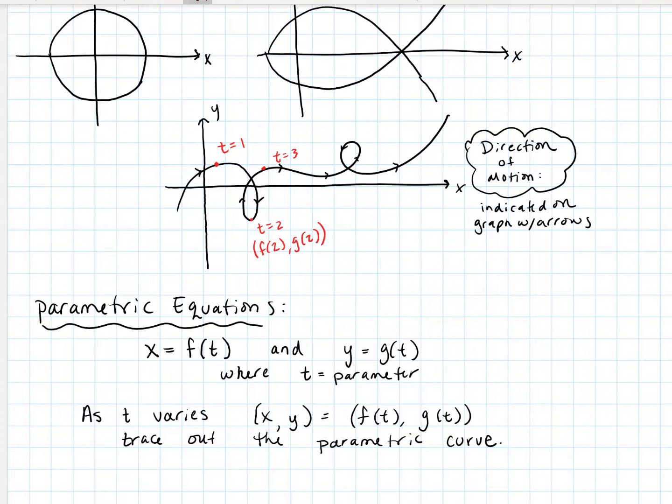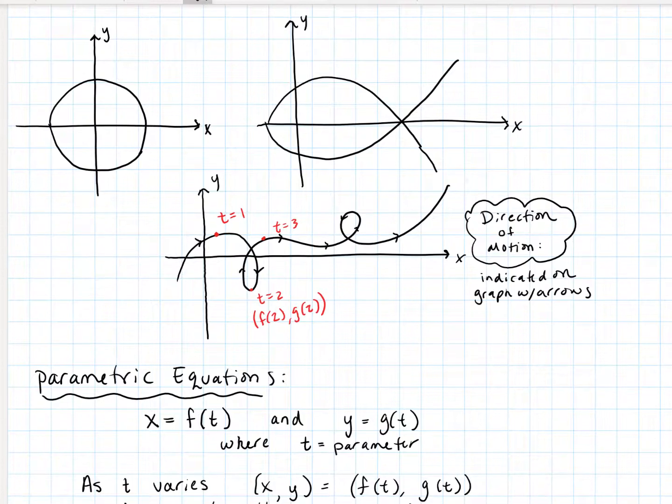So we'll have the parameter that is defining ordered pairs that then trace out the curve. And this can be a really nice way to graph curves in the XY plane that have characteristics that make them maybe not as easy to use explicit definitions for. So that's a very brief overview of parametric equations.